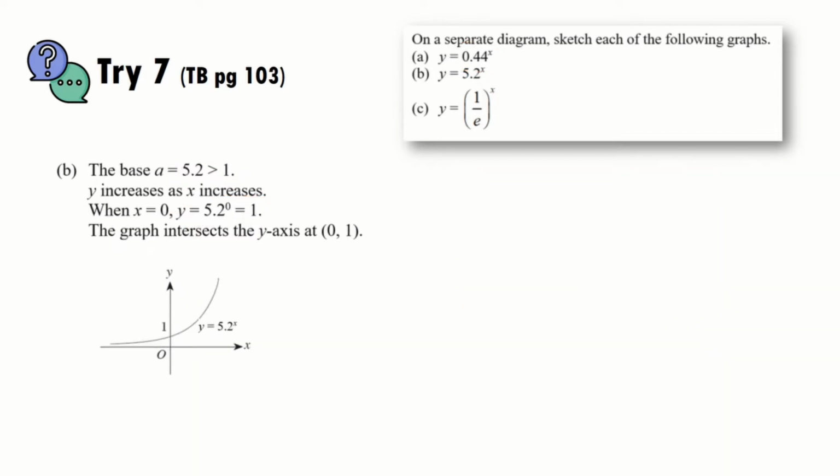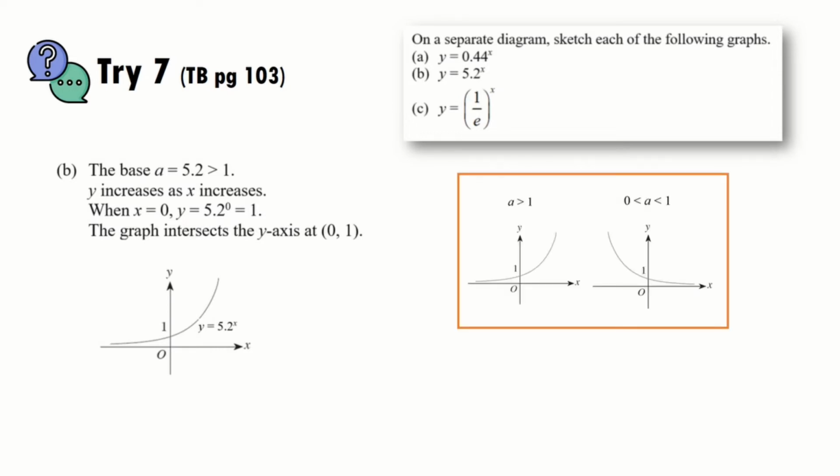Let us now take a look at part B. Similarly, we will also rely on the concept we have just covered about the shape. So, because 5.2 is more than 1, we will then be looking at this shape. Because when x is equals to 0, y is also equals to 1, hence the y-intercept will be at 1 as well.